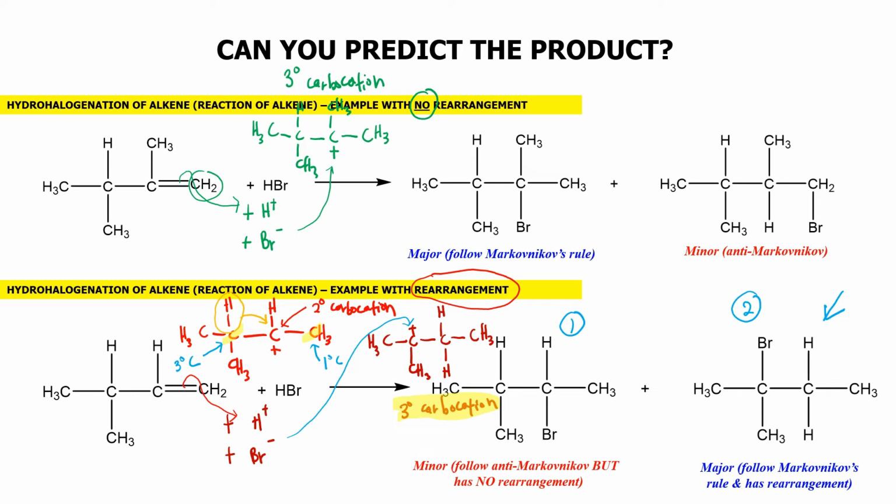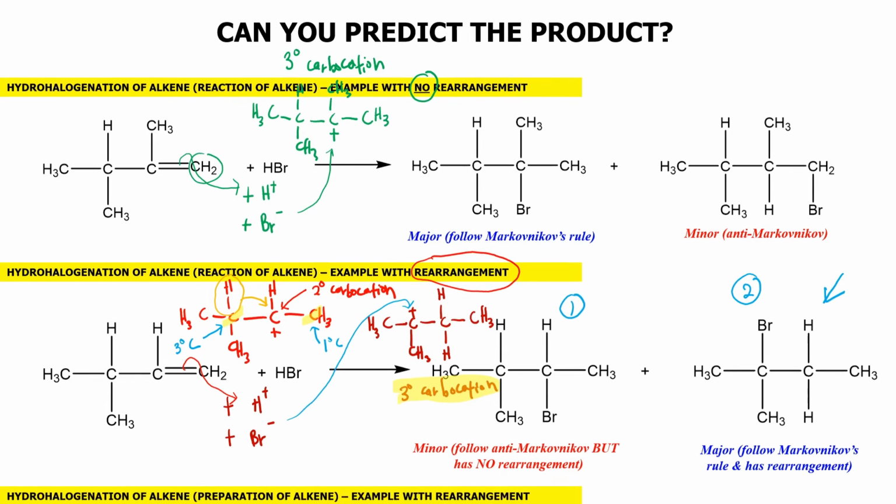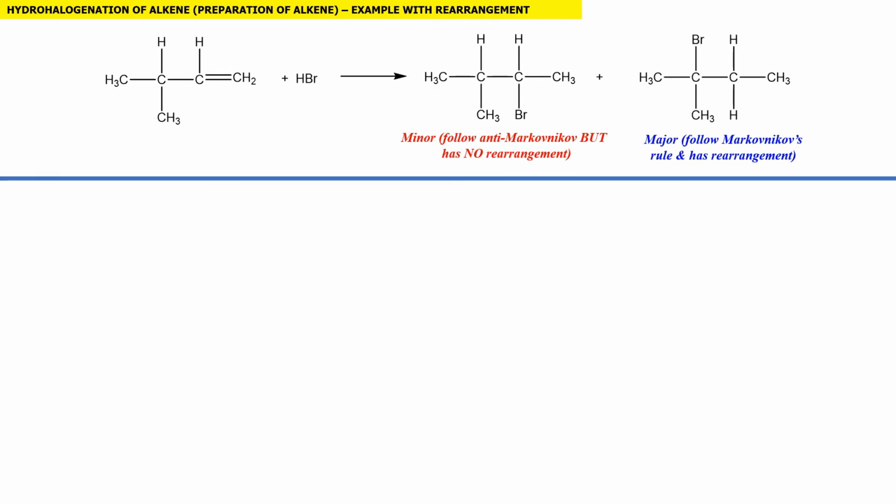So basically, inilah cara untuk kita congak macam mana nak predict produk. Okay, daripada reactions of alkene hydrohalogenation by applying electrophilic addition type of reaction. Now, we are going to study the mechanism for the second reaction just now, iaitu the one yang melibatkan rearrangement. So, in this mechanism, we will prove the formation of this major product.